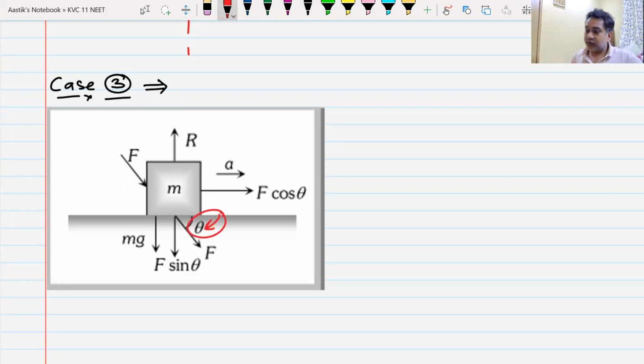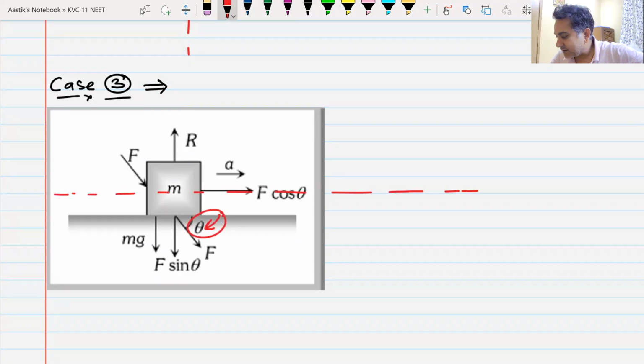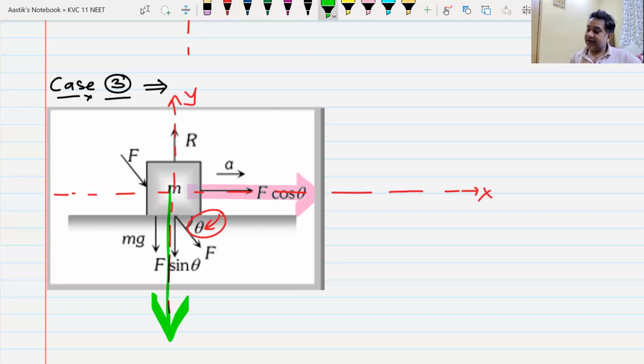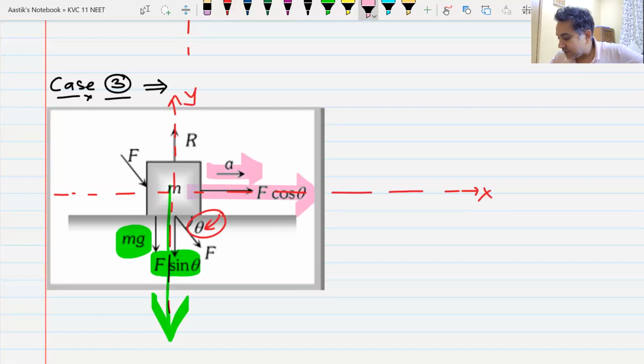Again, you can resolve this force along two axes. Remember, your horizontal axis is your x-axis and your vertical axis is your y-axis. You have resolved this force along two directions, one like this and one going downwards. Your weight is also downwards. Your F sin theta is also downwards, but your acceleration has to be in this direction.